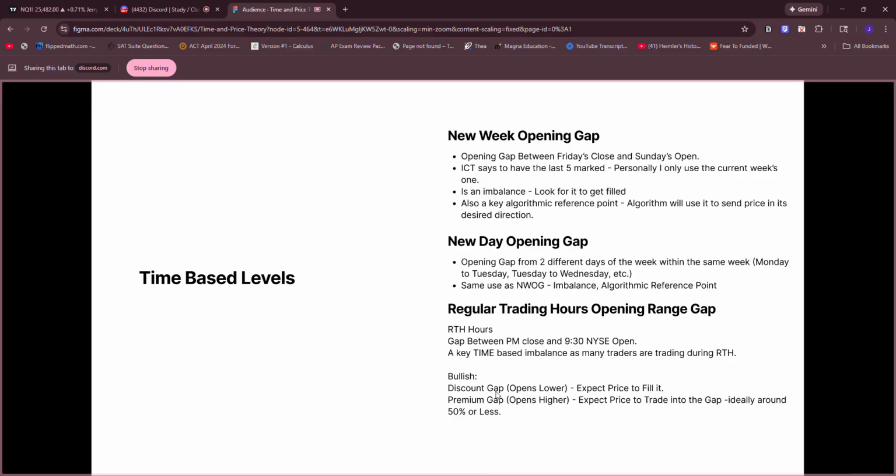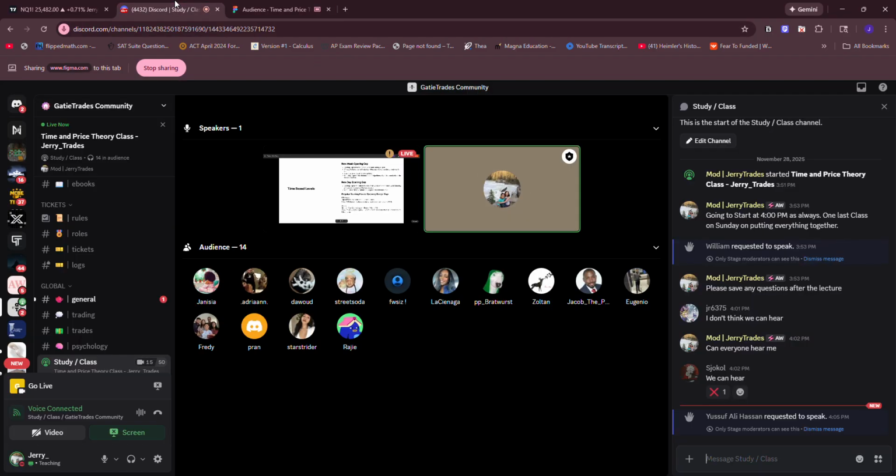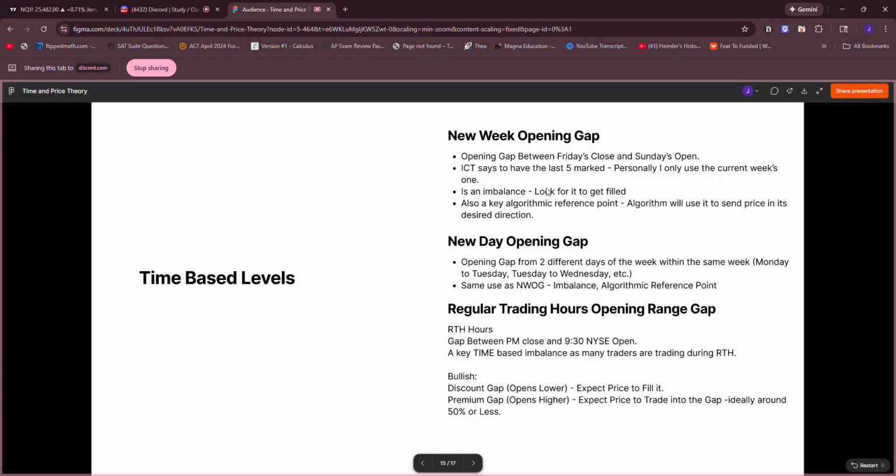It's very simple to gap. A discount gap is a gap that opens lower. A premium gap is a gap that opens higher. If we're bullish, what we can use this for is if we open lower and we expect the price to go higher, we expect price to fill it. So very key draw on liquidity, right?